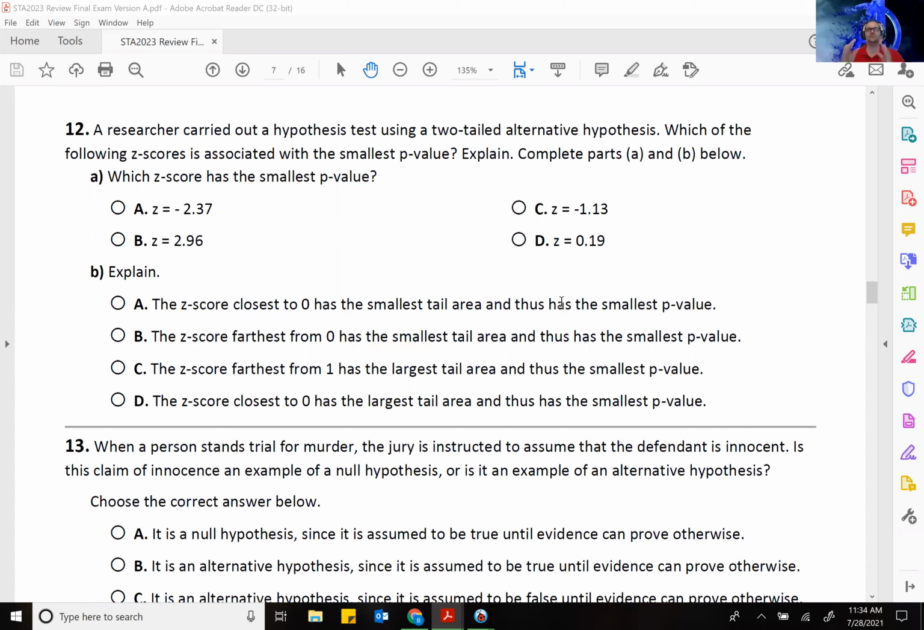Correct. Because remember, your z-score is about how far away you are from the middle. The further you are from the middle, the smaller those p-values out there are going to be because there's less area to think about. So, with Lewis's explanation, which answer is it for part B? B again, because of just what I said. The z-score furthest away from 0 has the smallest tail area, thus the smallest p-value. Good job.